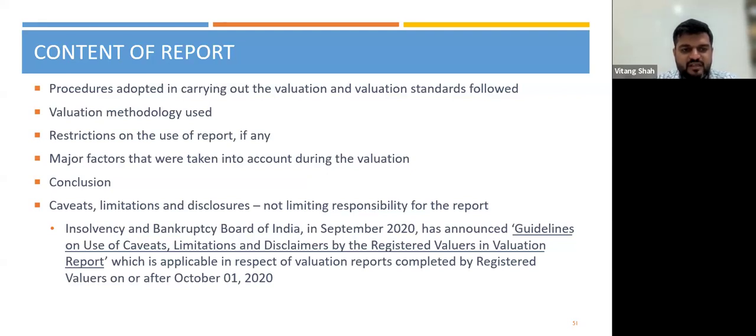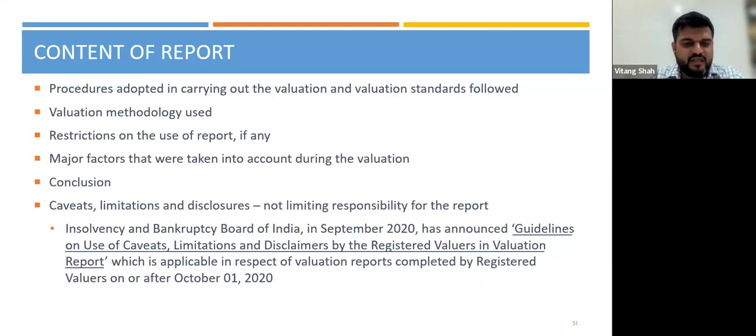Now, the report should be addressed only to, and relied upon and taken into consideration only by, the client who has appointed you. So the restriction on the use of the report should specifically mention that this is only for the client to which it has been issued and for the purpose for which the report had been obtained. It cannot be used by anyone else other than the client who had appointed you. What were the major factors taken into consideration while carrying out the valuation? It should have the conclusion detailed, and the caveats, limitations and disclosures should also be provided very briefly. And it should not limit the responsibility of the report.